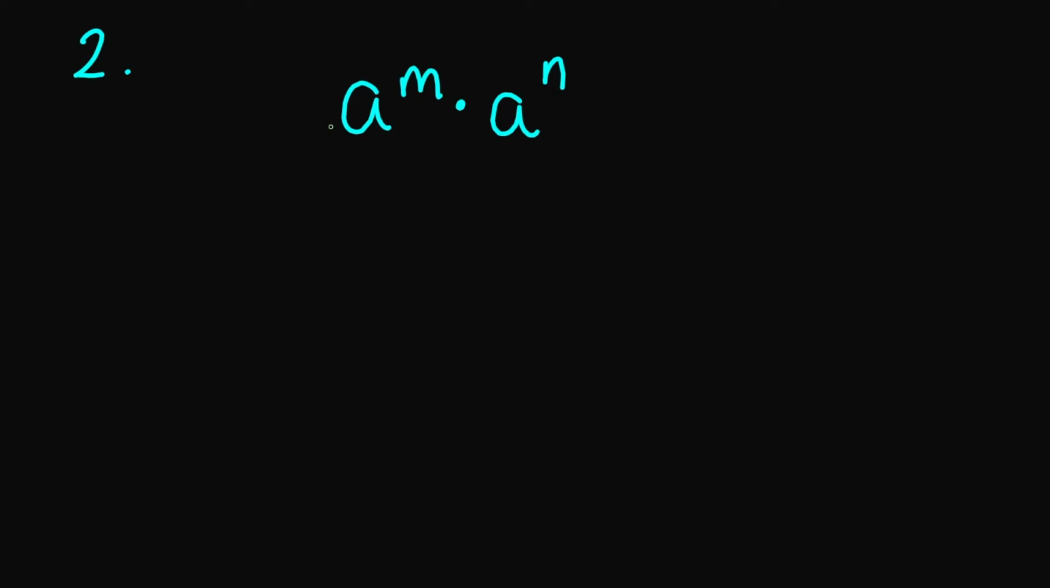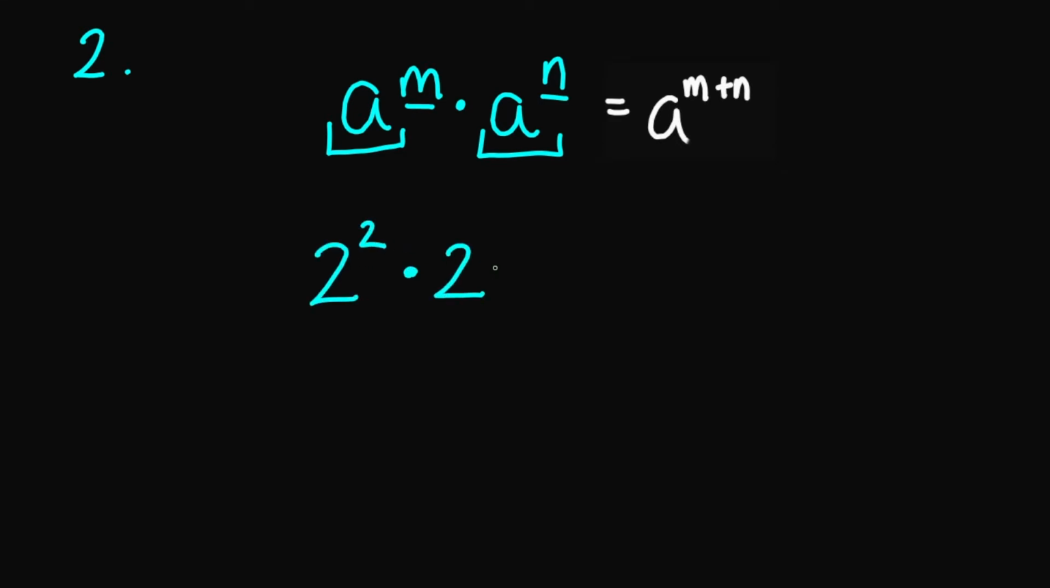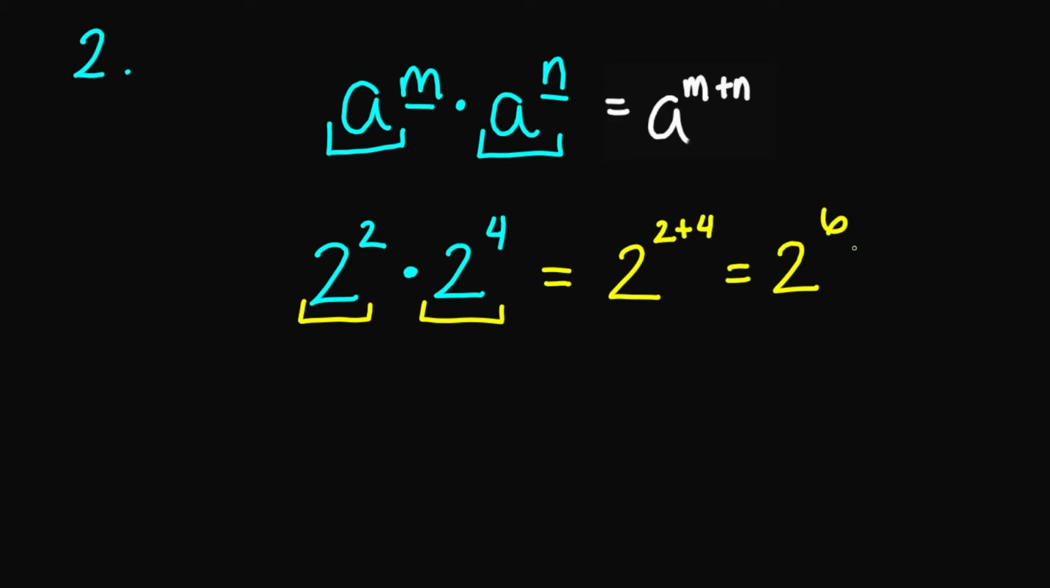Next, when you are multiplying two expressions with the same base, you're going to keep your base and you're going to add the exponents. So for an example, let's say we had 2 to the 2nd power times 2 to the 4th power. Notice here my bases are the same, so I'm going to add my exponents. So I'm keeping my base, it's going to be 2, so I'm adding my exponents, 2 plus 4, and you're going to be left with 2 to the 6th power.